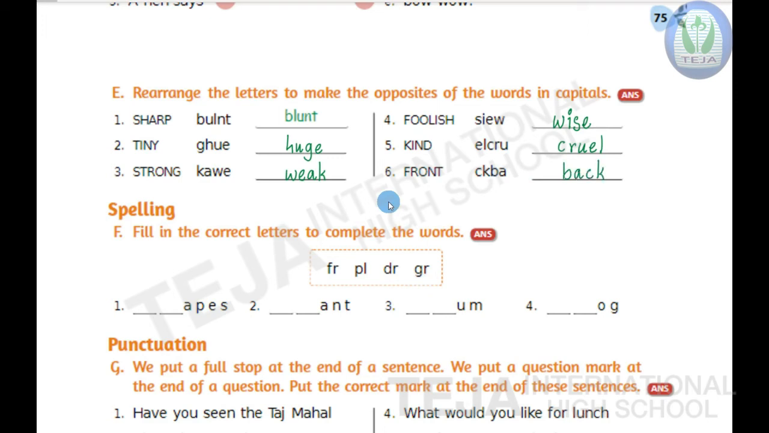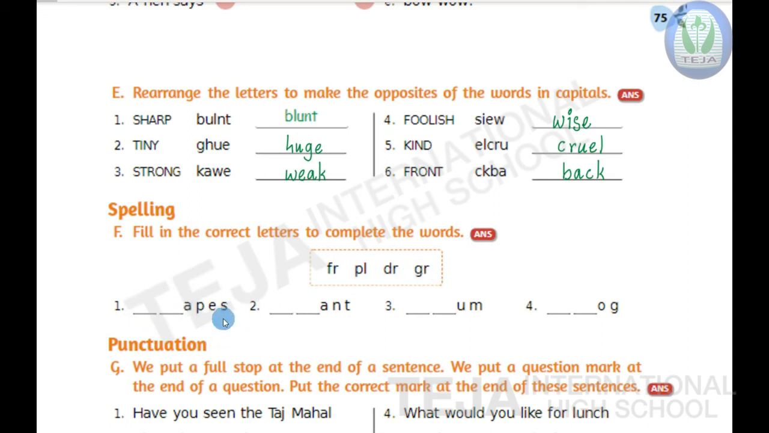Okay, now let's read the opposites, children. Sharp, blunt, tiny, huge, strong, weak, foolish, wise, kind, cruel, front, back. Now next, spelling. In spelling, bit F, fill in the correct letters to complete the words. So here in the box, the letters are given. You have to fill these letters in the blank and complete the word.